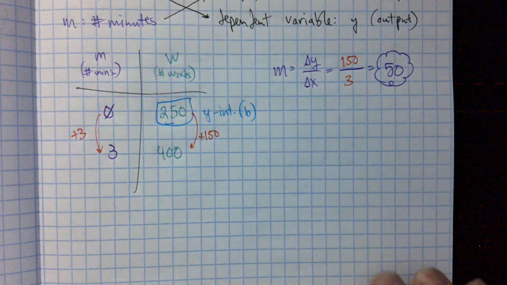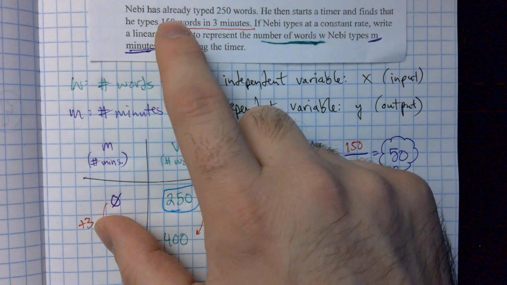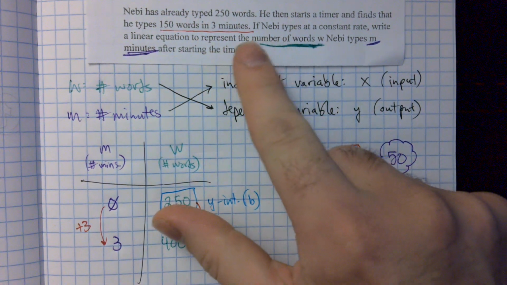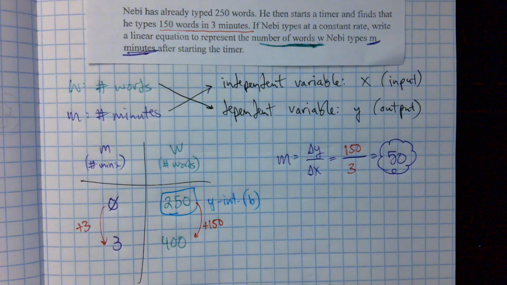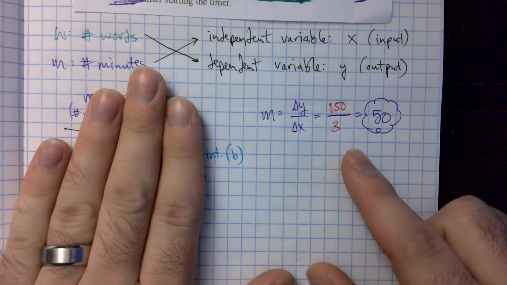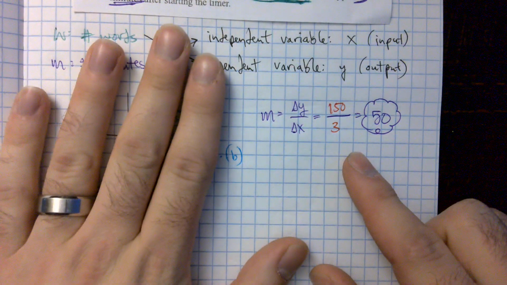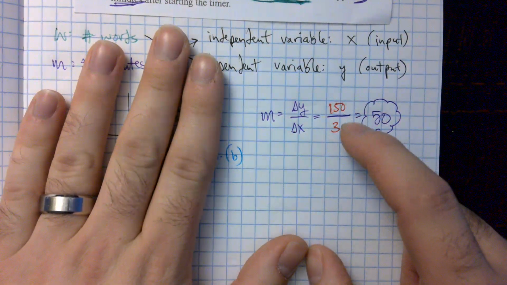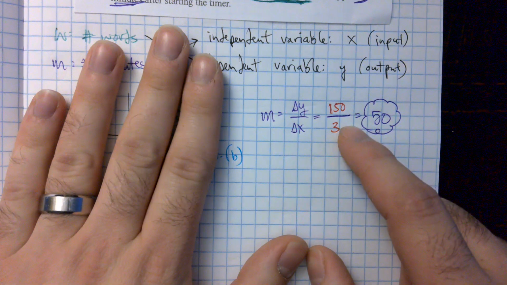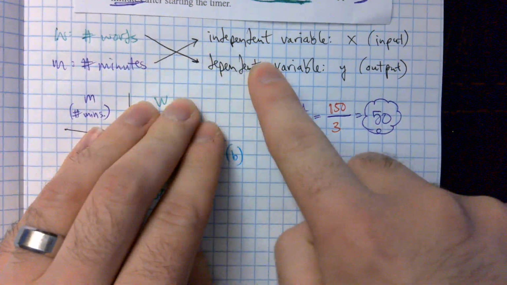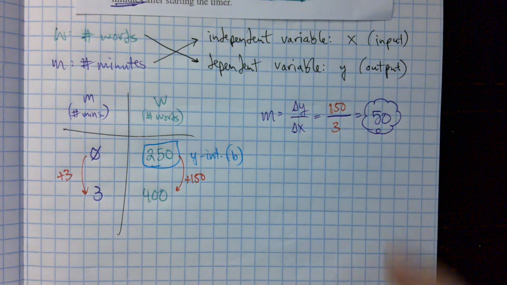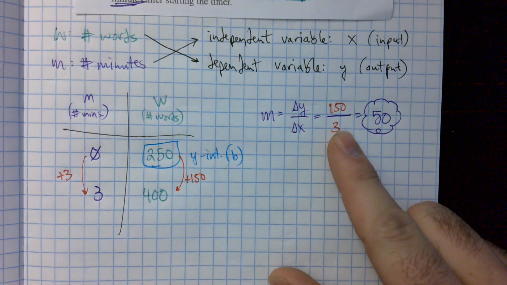Now let's say we didn't make a table. Let's say I just took this 150 words in 3 minutes. Now that's not a unit rate, because for a unit rate, my second quantity has to be 1. Here it's 3, but it is a rate. So we could have just ignored all this, right? Maybe the dependent independent stuff doesn't make sense. Well, you can figure out the slope by using that rate, 150 words in 3 minutes, right? Words is y, minutes is x. 150 divided by 3 gives me 50. So now I have m, right?